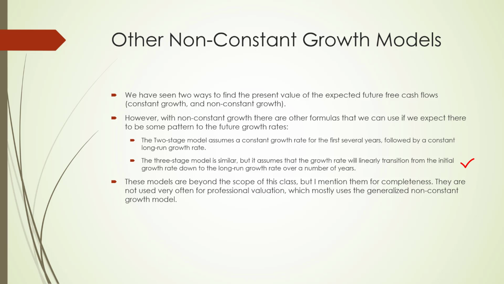We can also do a three-stage model. Same basic idea. There are three different phases of growth, and we can derive a formula to find the present value of those cash flows under those conditions. Really, there's no reason why we couldn't use 4 stages of growth or 5 or 6. At some point, it just gets more complicated than it's worth. And so generally, we're going to use either constant growth, the generalized non-constant growth model, or maybe a 2-stage or a 3-stage model. But by far, the most common is the generalized non-constant growth model. That's the one that the professional analysts typically use.